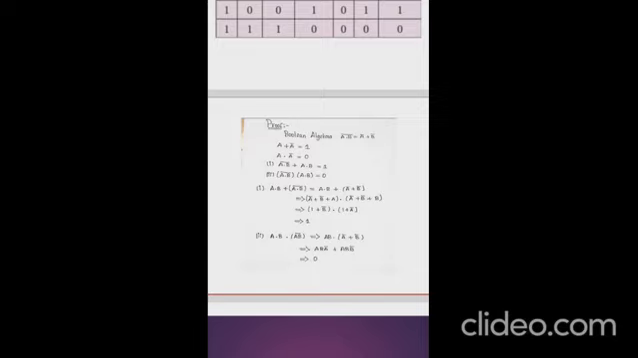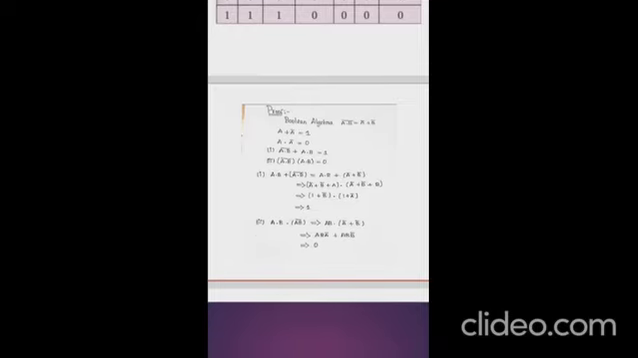Here we can write (A·B)' as A' + B', by using De Morgan's second theorem. So we can write A·B + A' + B'. We can state this as A' + B' + A·(A' + B') + B. Next, we know that A + A' is always 1, and B + B' is 1. So we write 1 + B' and 1 + A'. Here the 1 + B' value is 1 and the 1 + A' value is 1. Finally we get the result of 1.